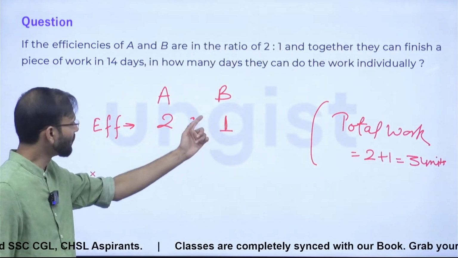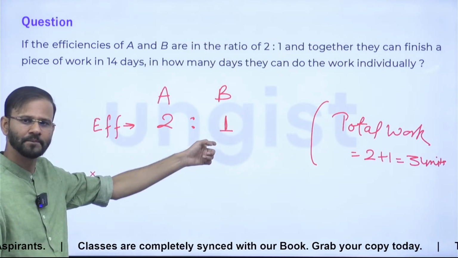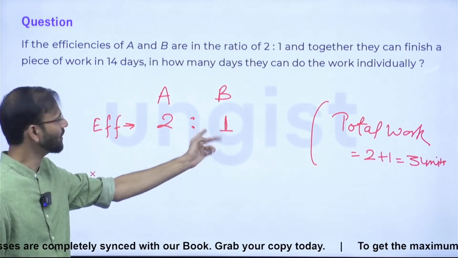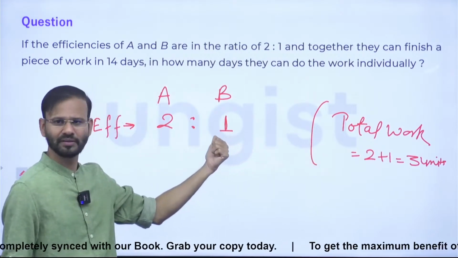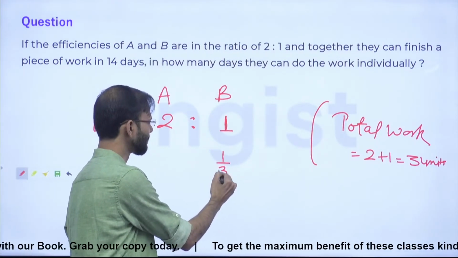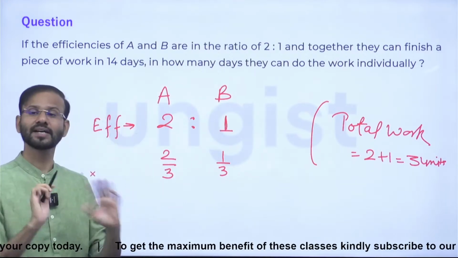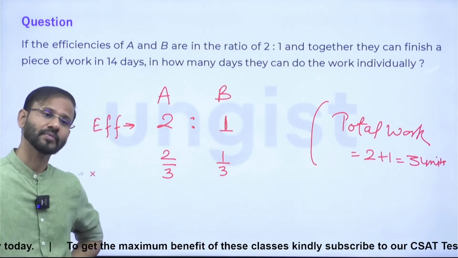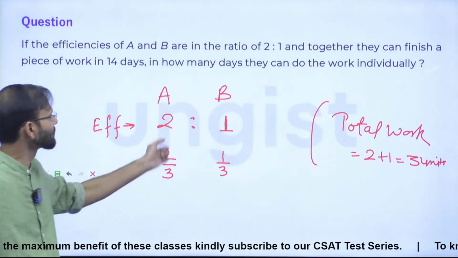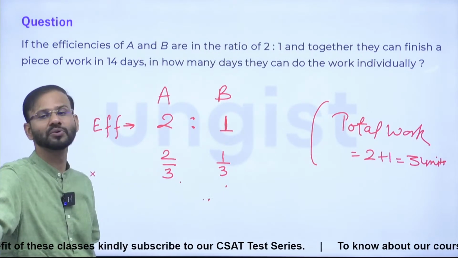Which means, what fraction of the total work did he perform? 1/3. Total work is 3. He has done 1 in those 14 days. So he has done 1/3 of the total work and he must have done 2/3 of the total work in those 14 days. Guys, think on it. When they are working together and the work was finished, so in those 14 days, he must have done 1/3 and he must have done 2/3 of the total work.